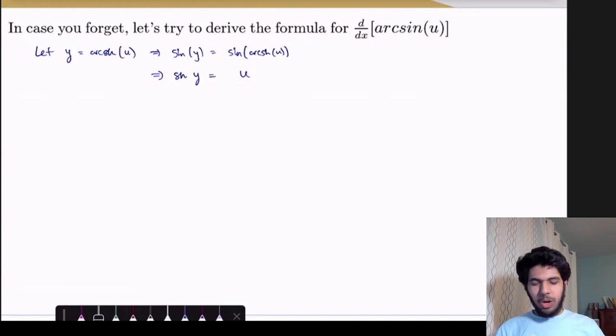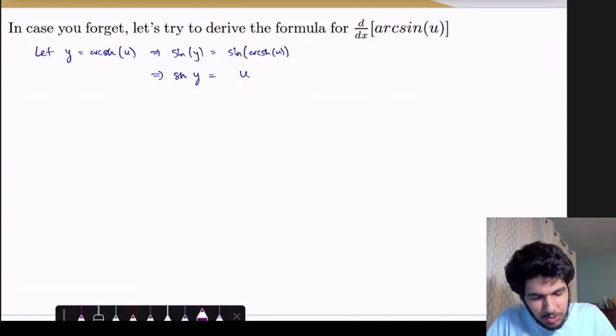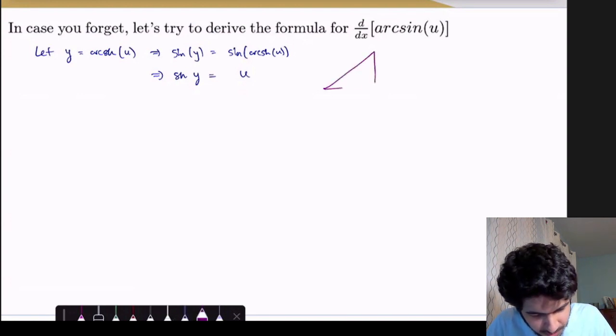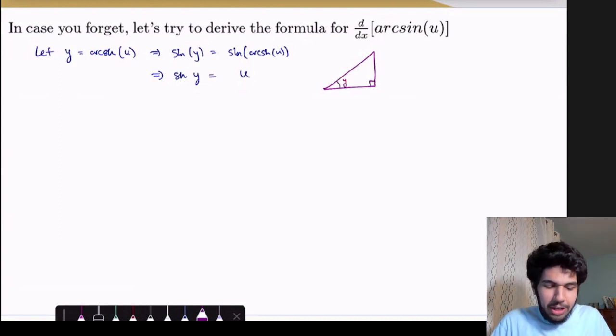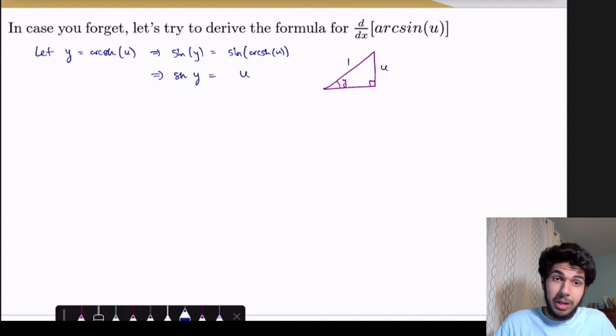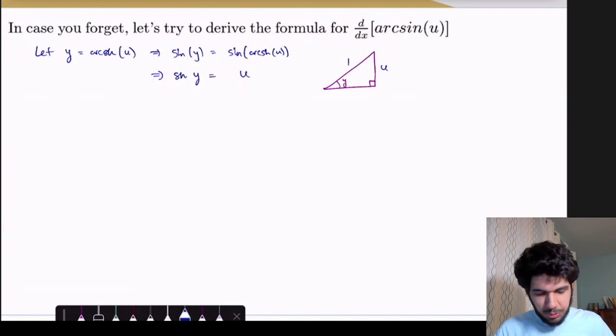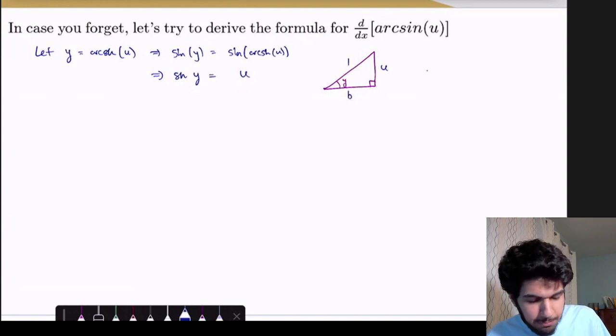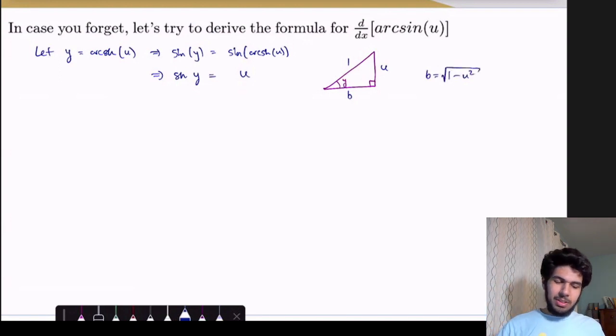So if sine of y equals u, let's draw a right triangle. So this is our right angle. We have an angle here called y, and if the sine of y is u, then the opposite side we can label u, and the hypotenuse is 1. So by definition, opposite over hypotenuse is equal to u. We also have a third side, which we'll call b, and using the Pythagorean theorem, we can say b equals the square root of 1 minus u squared. Okay, so we're making a little bit of progress.